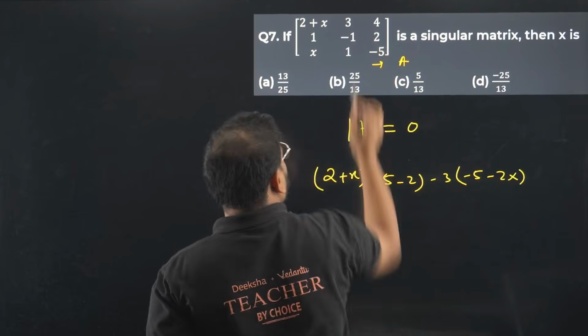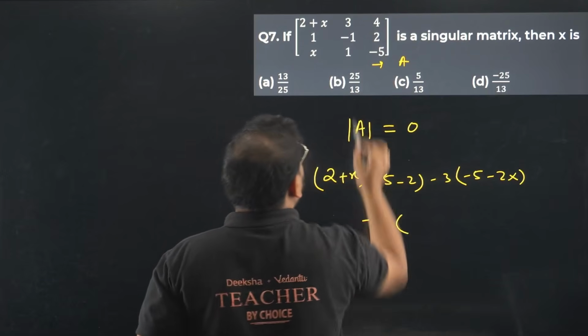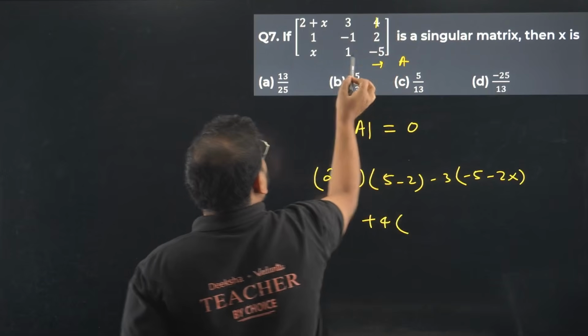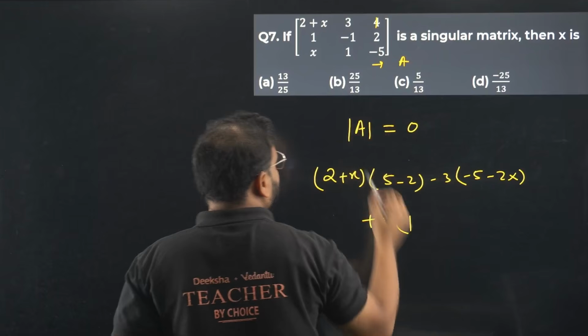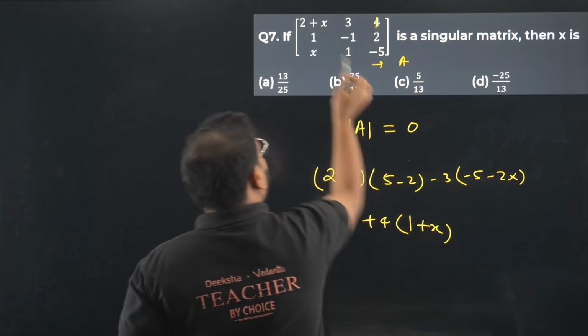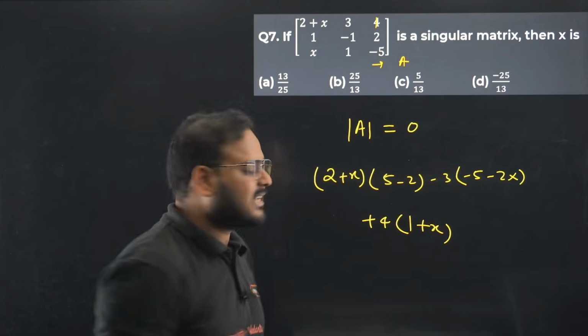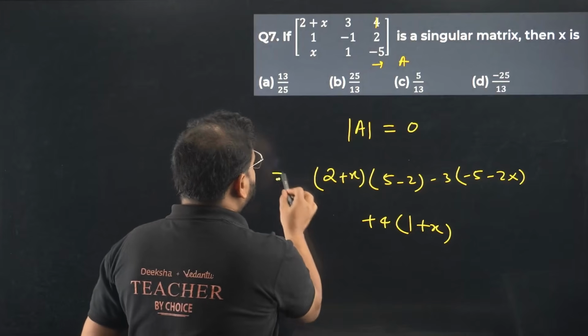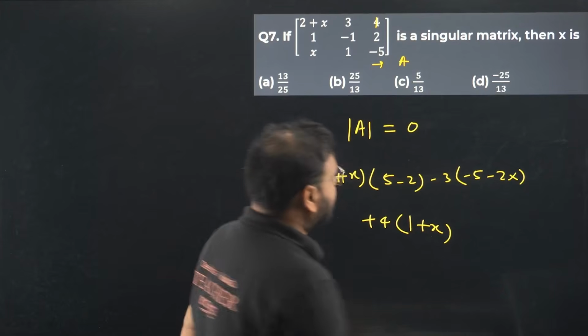For 4 what we have? Plus 4. Please check for this element. 4 will have 1 and plus x. We'll have 1 into 1 is 1 and minus x will become plus x after subtraction. This is your result. Please solve and give me the answer. This will be equal to 0.